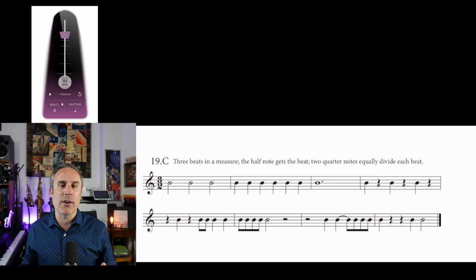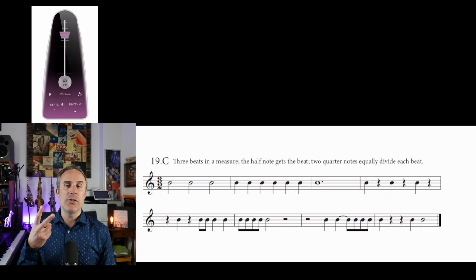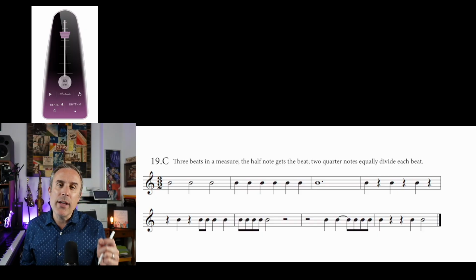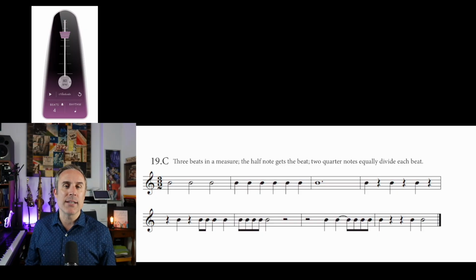So here in this particular exercise, you'll see that there's 3 half notes, because that half note is going to get the beat. In the second measure of these exercises, I often put the subdivision of those beats into that second measure. So in this case, you'll see that there's 6 quarter notes, because each one of the 3 half notes can be divided into 2 quarter notes. And in the third measure, I try to have a note last the entire length of the measure. And in 3/2, a dotted whole note is the note that lasts the entire measure.